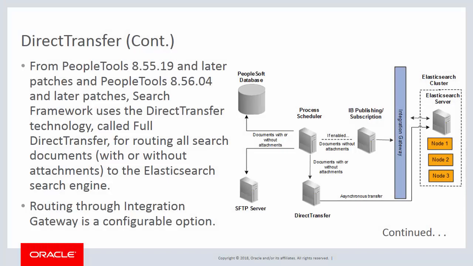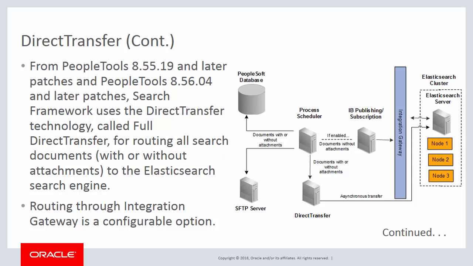To further improve the indexing performance, PeopleSoft uses the full Direct Transfer technology to route all search documents with or without attachments to the Elasticsearch search engine. This is the default behavior in PeopleTools 8.55.19 and later patches and 8.56.04 and later patches.